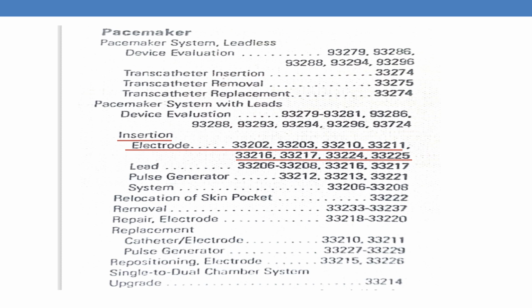Now let us go to the CPT index. Under pacemaker you can find insertion. Under insertion you need to go for electrodes. Here there are various sets of CPTs: 33202, 33203, 33210, 211, 216, 217, 33224 and 33225.